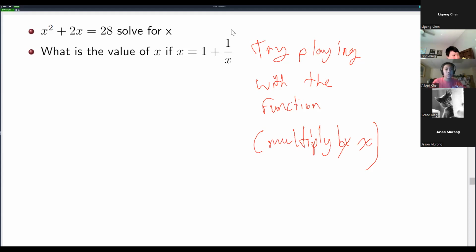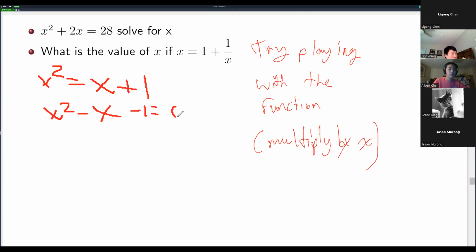Okay, we've gotten two answers. If you haven't done it, then just try to finish it, but I'll go over it. We can turn this equation into a quadratic, and the way we do this is by multiplying by x, as Eric has annotated. So we get x squared equals x plus 1. This gives us x squared minus x minus 1 equals 0.